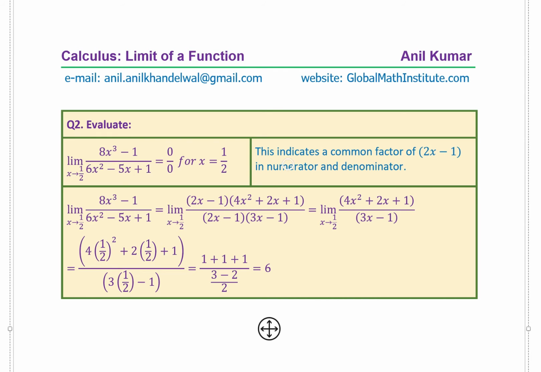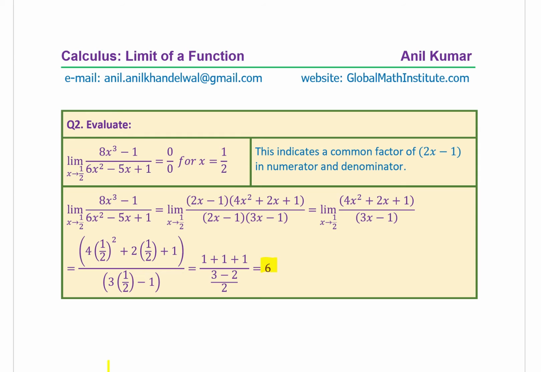So I've written here in short, this indicates a common factor of 2x minus 1 in the numerator and denominator. Now this is a very important point to appreciate as we move along. Perfect. So now we just factor this particular rational function. You can see the factoring process. 2x minus 1 is definitely a factor which cancels out. And once that cancels out, you substitute half and you get your answer, which is 6 in this particular case. So that becomes the solution for us.